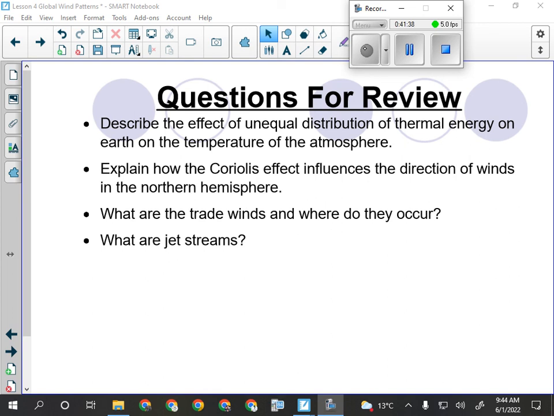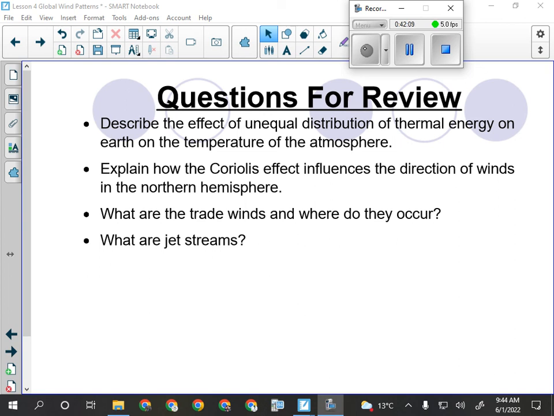All right. What are the trade winds and where do they occur? Okay, so trade winds are from what direction? East. Yeah, they are easterly winds that are located where? Okay, some of them are in the ocean, but some of them are over land. I was thinking of a particular latitude. They are near the equator. Yeah, they're within 30 degrees latitude north or south of the equator.